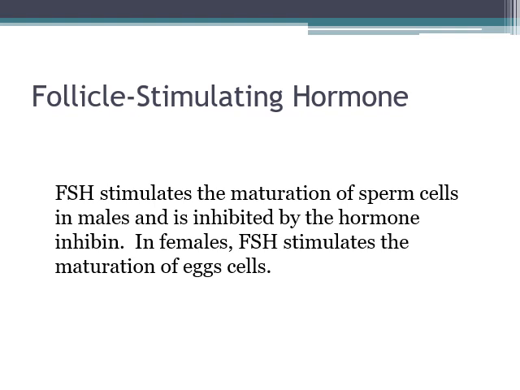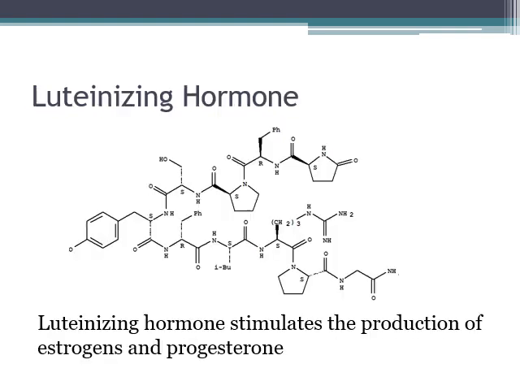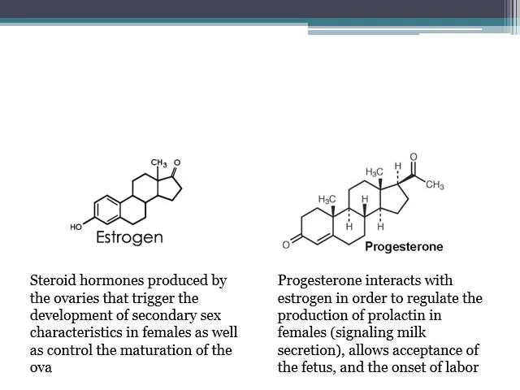One at a time. It's this hormone that stimulates the egg to mature. Luteinizing hormone stimulates the production of estrogen and progesterone, which are in turn going to control different aspects of reproduction. So estrogen is produced by the ovaries, and it triggers the development of secondary sexual characteristics. It's going to control a lot of maturation of the ova. It's going to control secondary sexual characteristics.